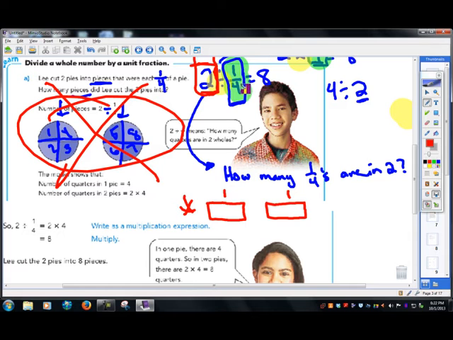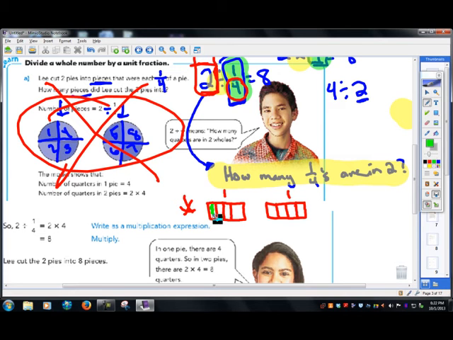Then what we're going to do is cut this thing into fourths, because that's what it's telling us. It's wanting to know how many 1/4. So the first thing we've got to do is cut it into fourths. Okay? Whoopsie. All right. Into fourths. Now we ask our question. How many 1/4 are in 2?